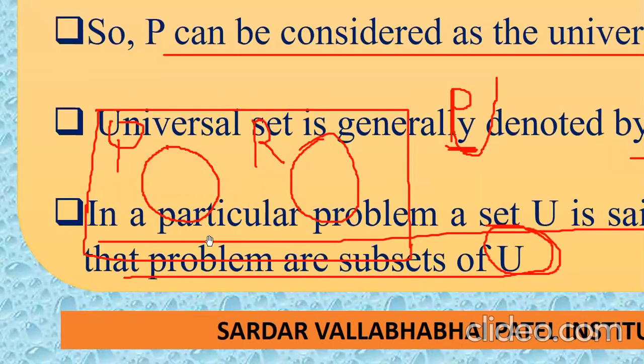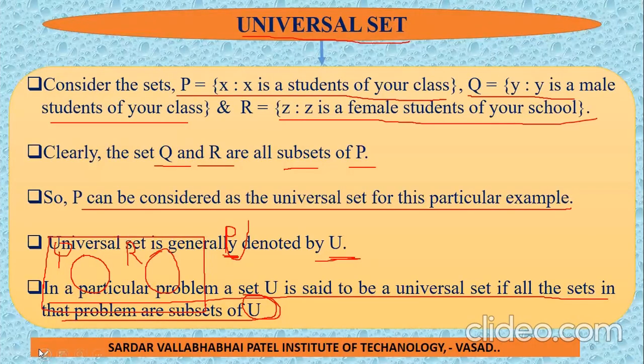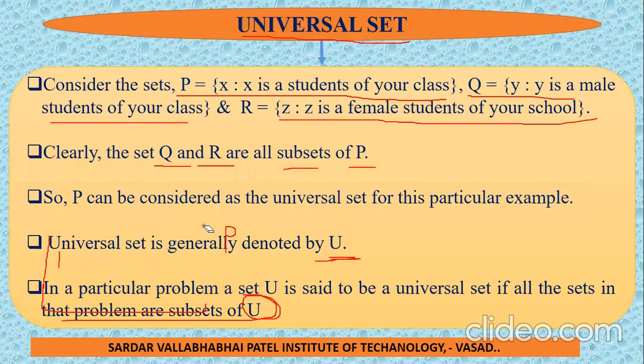So the universal set is denoted by capital U, and in a particular problem a set U is said to be a universal set if all the sets in that problem are subsets of U.